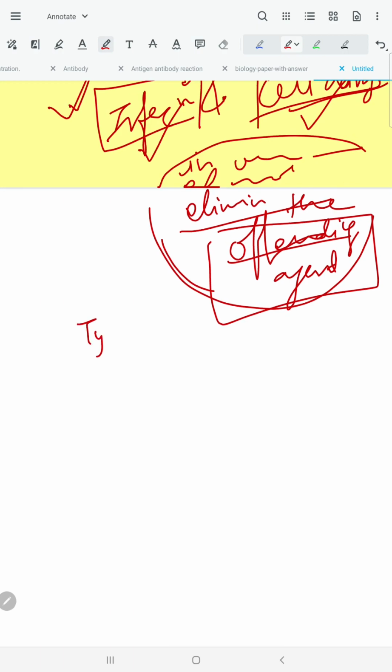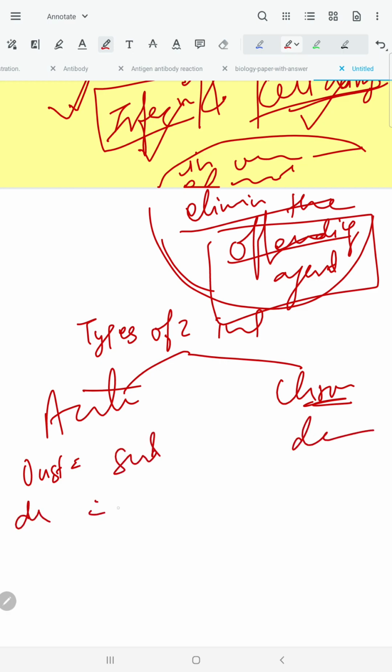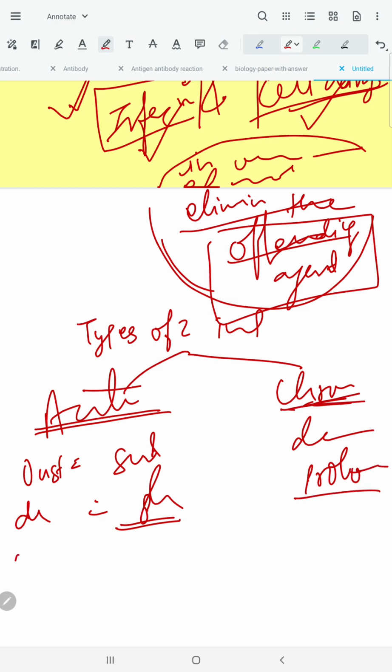Now types of inflammation. So you must remember that there are two types of inflammation. Okay, one we call acute inflammation, another we call chronic inflammation. Okay, onset. In acute it is very sudden onset. In chronic it is delayed onset. Duration, it is short lived, it is prolonged. Acute inflammation is very short lived. Chronic inflammation is prolonged.